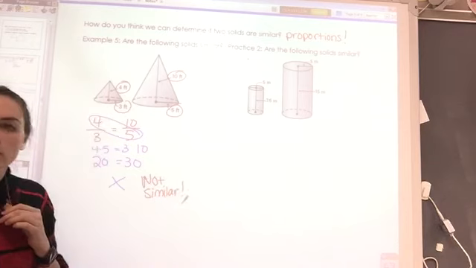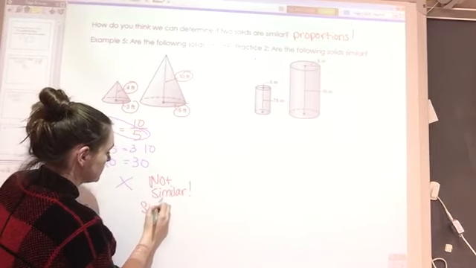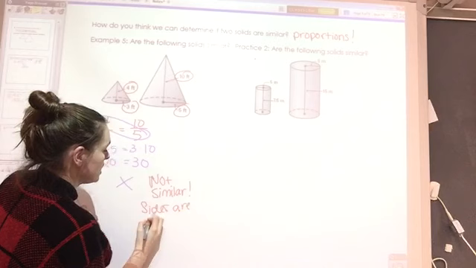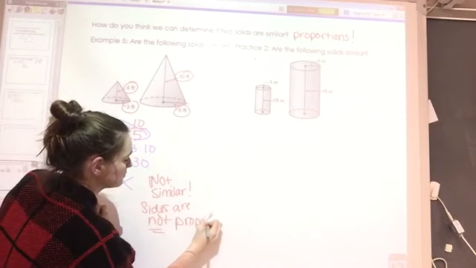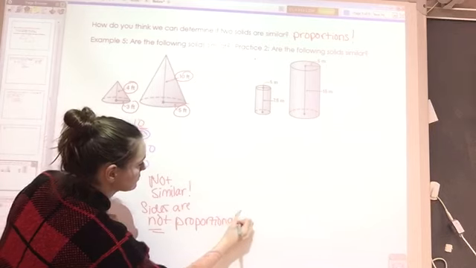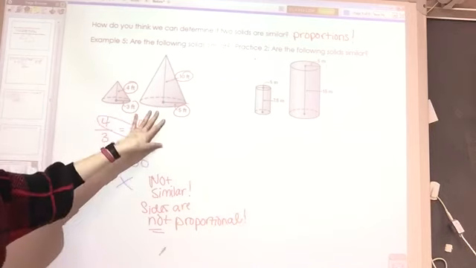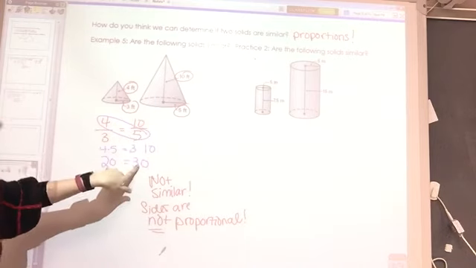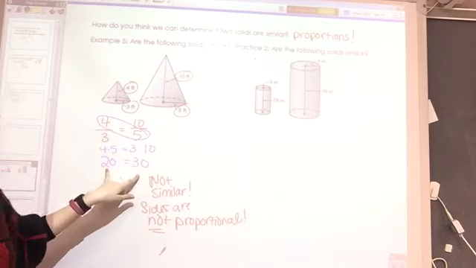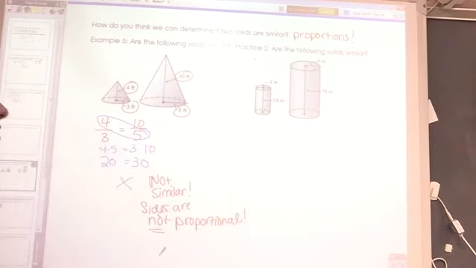And why aren't they similar? Because they're not proportional. Sides are not proportional. So for this one, in order for these to be similar, when we cross multiplied, these two numbers here should have been exactly the same. Okay? So go ahead and try practice 2 on your own. You should definitely be able to do it.